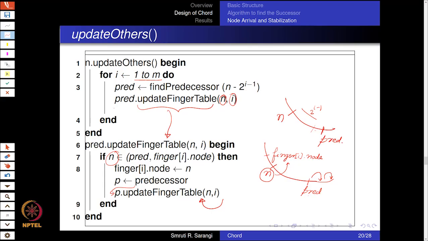So this procedure is done for all the fingers. So by this we basically ensure, so mind you, we only walk in a certain direction which is anti-clockwise, because that is the way that we created our finger table. So once the rest of the nodes have updated their finger table, the process of node addition is done.